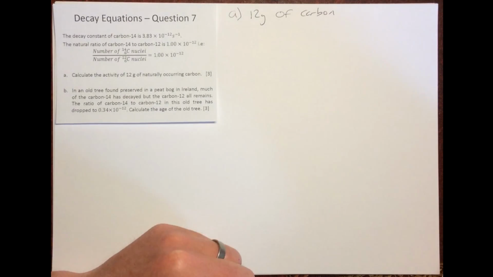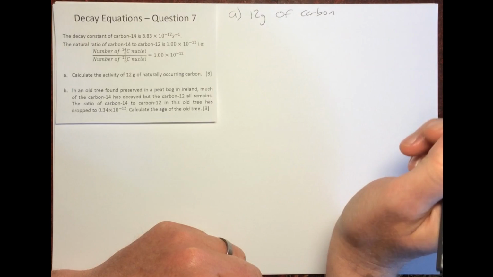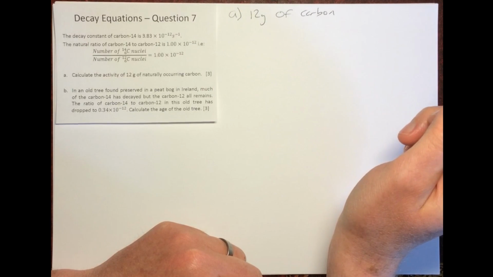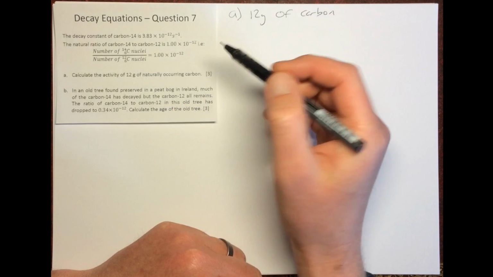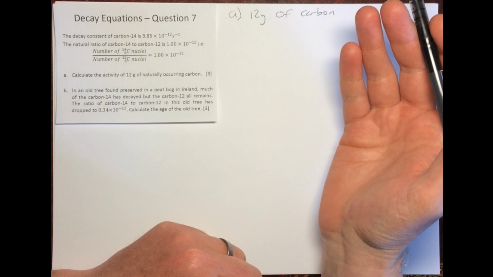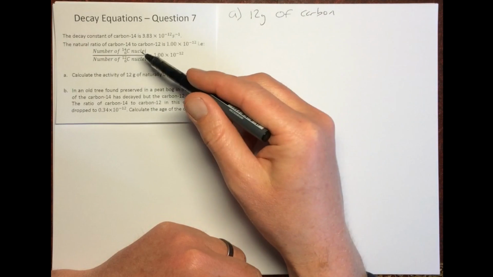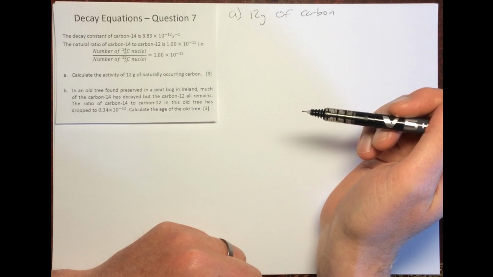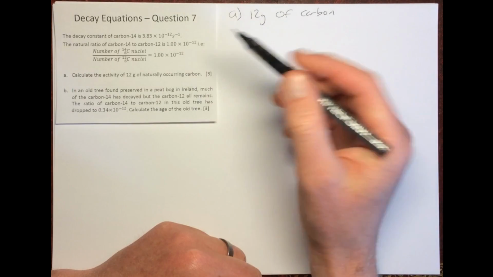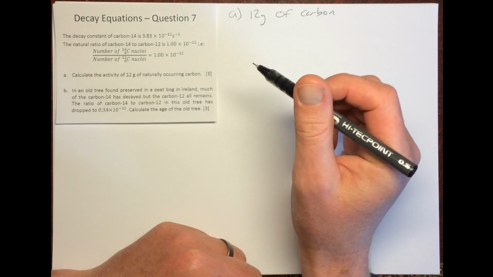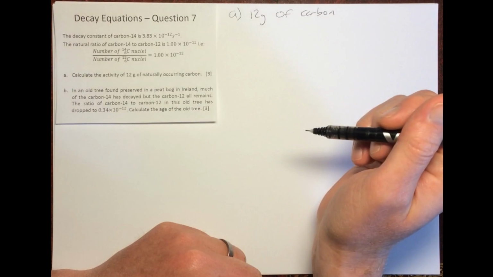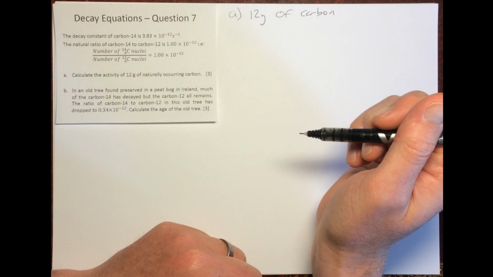In this video we're looking at example question 7, and we've got 12 grams of naturally occurring carbon. Naturally occurring carbon basically includes carbon 14 and carbon 12, so these are two isotopes of carbon. The majority of naturally occurring carbon is carbon 12 and a very small amount of it is carbon 14.